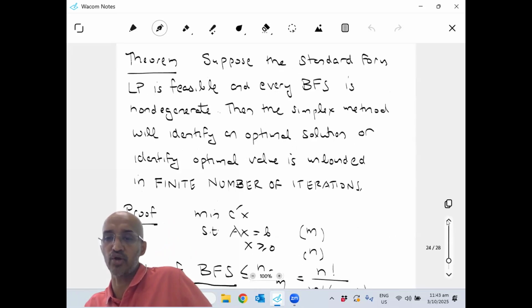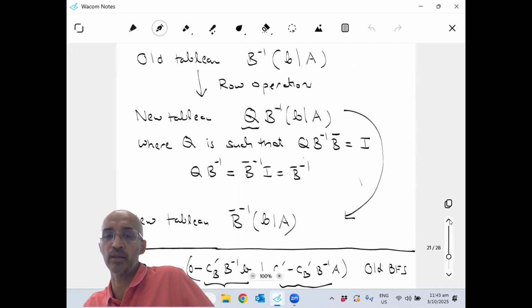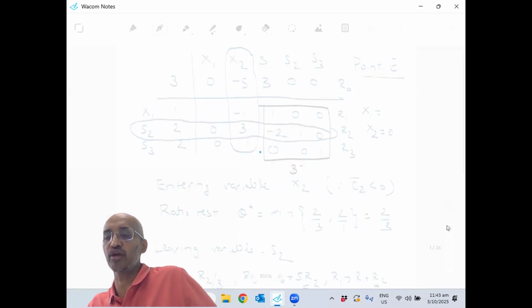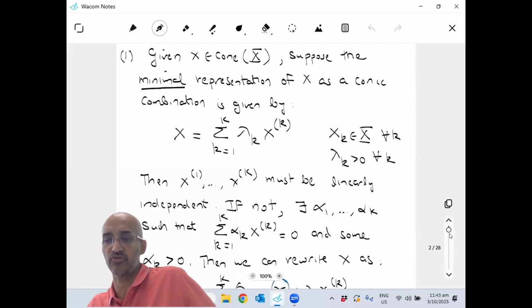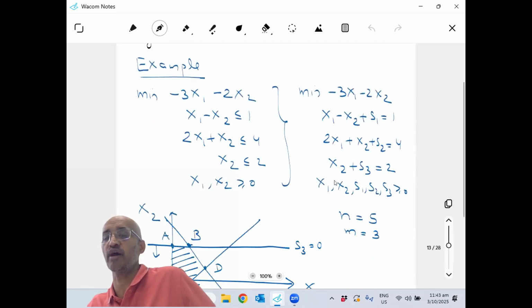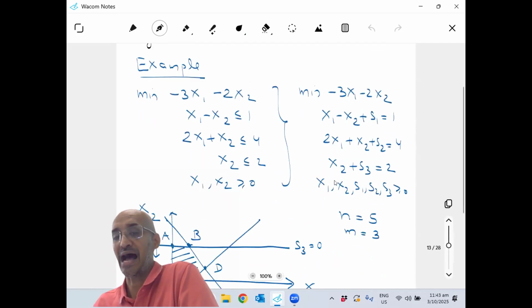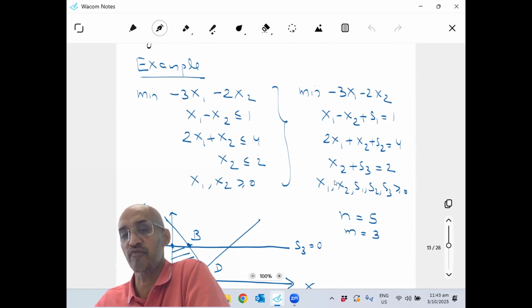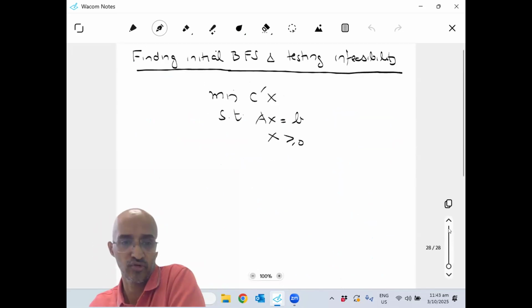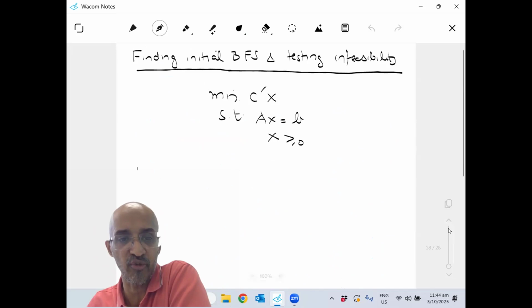Even if it is feasible, I should be able to find a starting basic feasible solution, which I've sort of got away with so far, because in the example we saw today, it was very easy to figure out a starting basic feasible solution. I had a lot of slack variables and my right hand side was non-negative. So all I did was I set all my slack variables equal to those numbers and my original variables were zero.